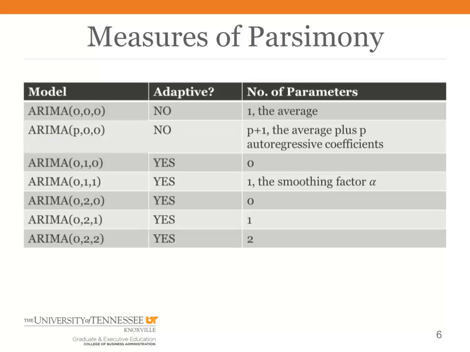And here's just a summary of the models that we have studied so far. We're going to be biased toward the bottom 5 there, those models that are adaptive. And for each of those models, we've listed the number of parameters that have to be estimated.